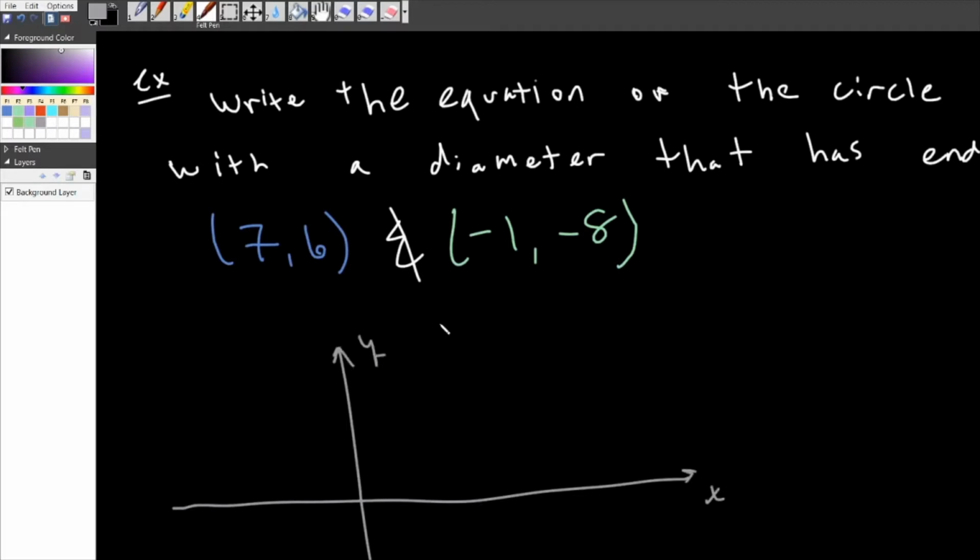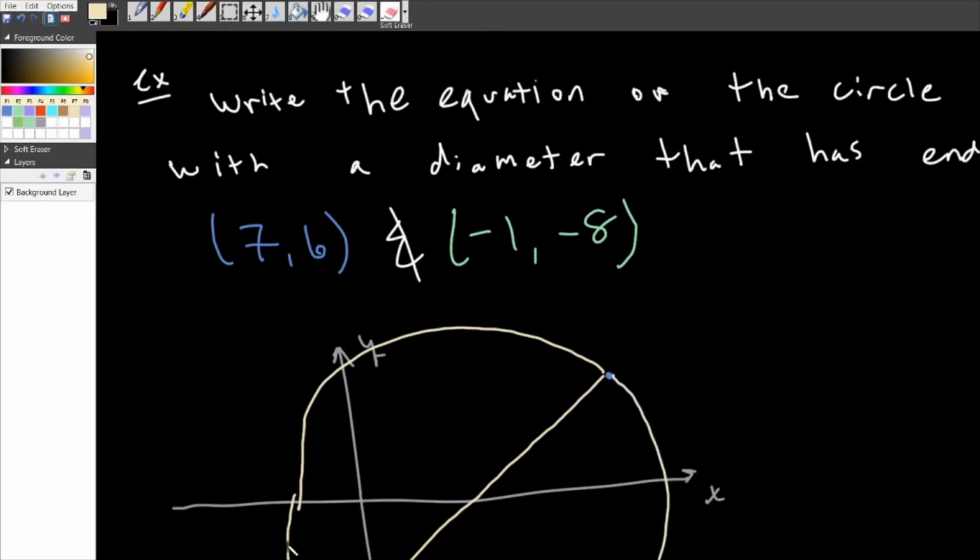If you can draw a picture, you absolutely should. So 7, 6, I'm just going to eyeball it. We have 1 point over here, and negative 1, negative 8, we have another point over here. This is the diameter of our circle. I guess I'll do it in yellow. So, there's basically going to be 2 semicircles. That's almost decent. It's almost passable. So I need to find the equation of this circle. Alright, we'll practice drawing circles later.